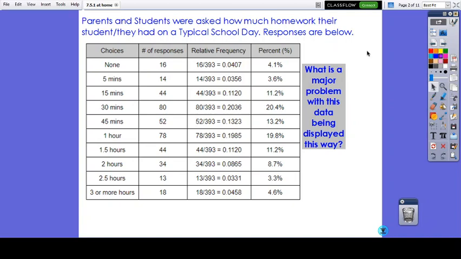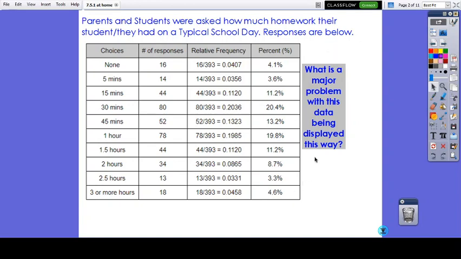For this one, parents and students were asked how much homework their student or they had on a typical school day, and responses are below. So what you see here is that they were given certain choices of how much homework, the number of people that responded to each one of those, the relative frequency, which is essentially your percent, just not as a percent, and then your percentage that came out of that.